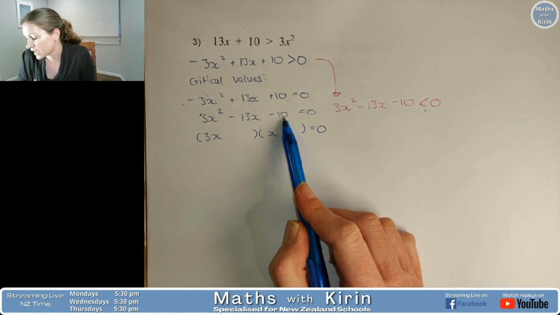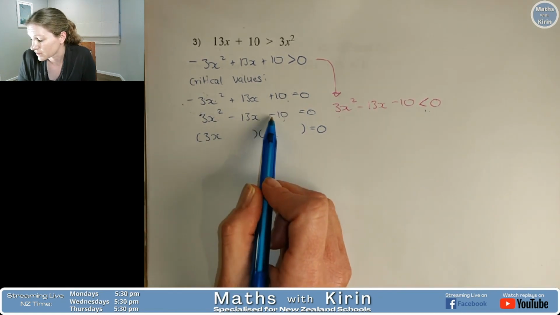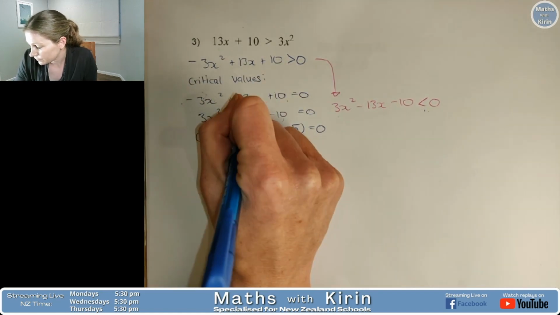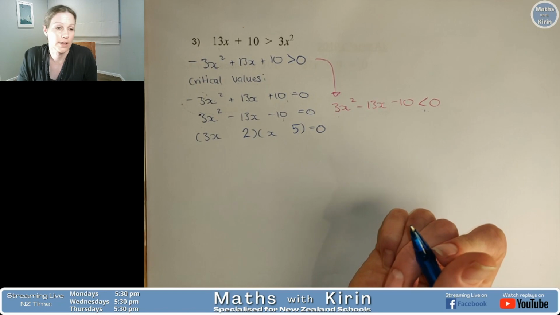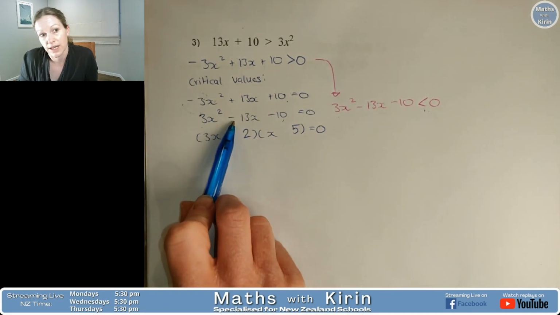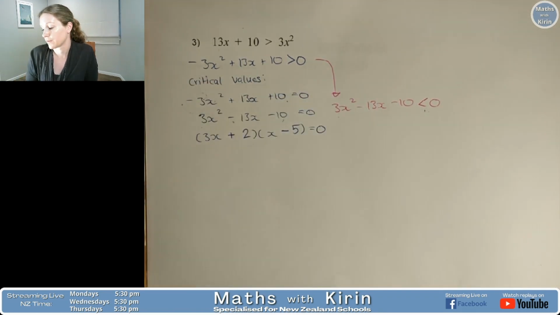For 10, we can have 5 and 2, 10 and 1. If we try 5 and 2, we want a difference of 13. 5 times 3 is 15, and 2, we take that away, gives us that 13 that we're after. Because we want negative 13x, we actually want to have negative 15 plus 2 to give us our negative 13. And positive 2 times a negative 5 gives us that negative 10.